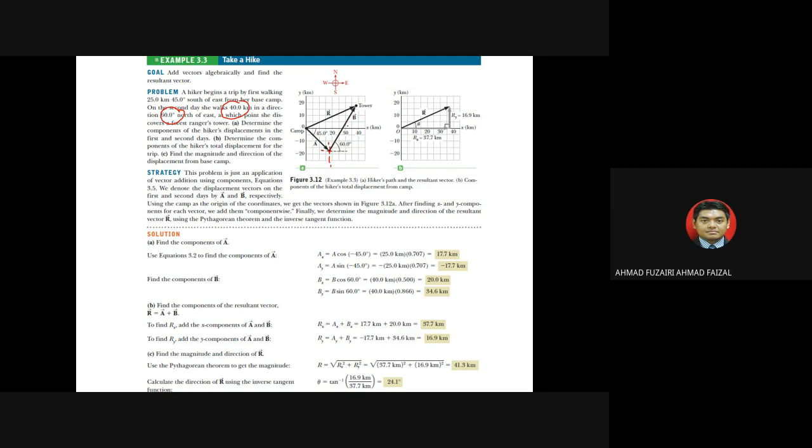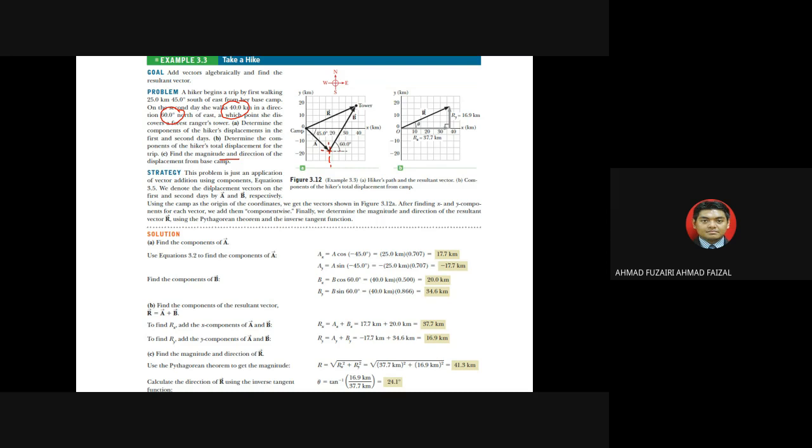Determine the components of the hiker's displacement. So look at how they try to break down the questions. The exact question is actually at C: find the magnitude and direction. That is the main point. But at point A and point B, they have already given you some hints. So at point A, what should you do as the first step? You need to determine the components.